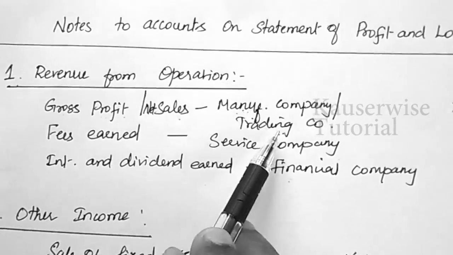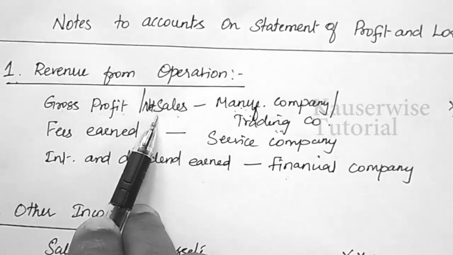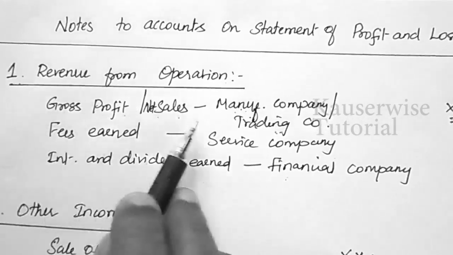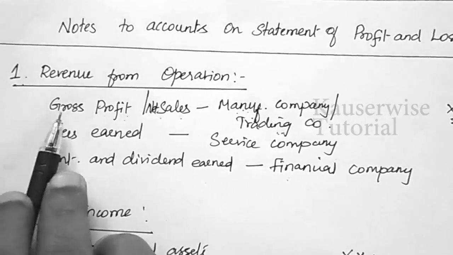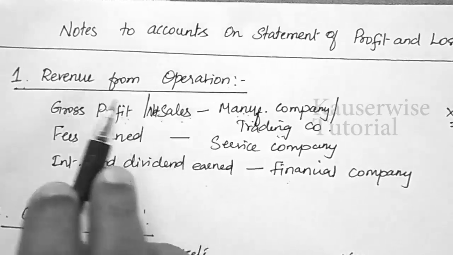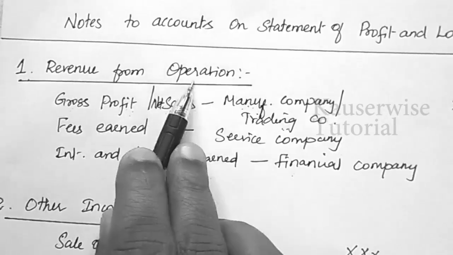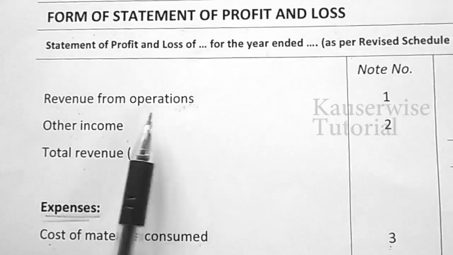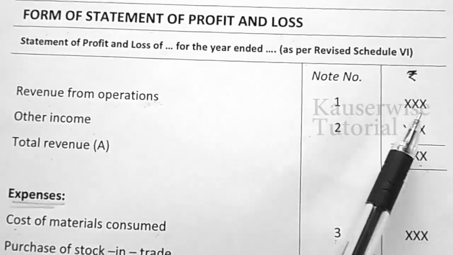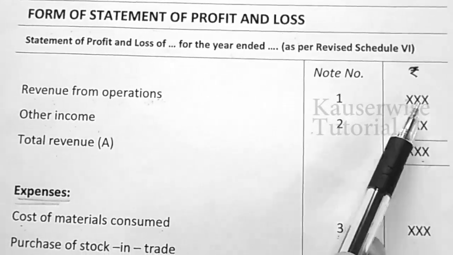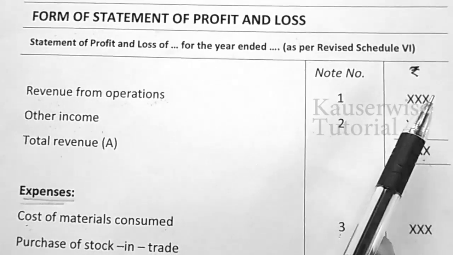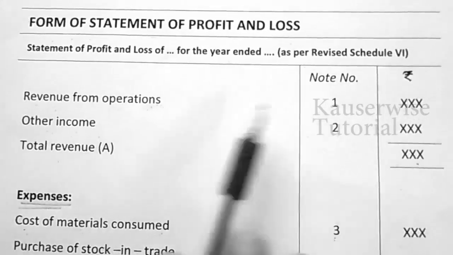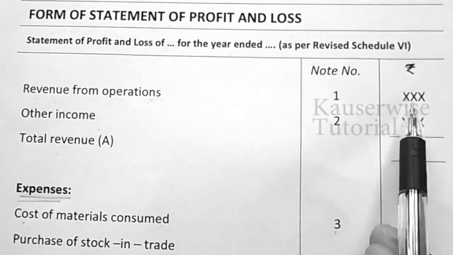If it is a manufacturing and trading company, net sales will be the revenue from operation. If the gross profit is given in the problem, you can directly record gross profit. Either gross profit or net sales will be the revenue from operation. So this will be recorded in the statement of profit and loss, working note number 1. Here you need to write the total revenue from operation. The net amount will be recorded here. If there is any sales return, that will be dealt with in the working note itself. Here you need not show any calculation. You need to write only the net amount.